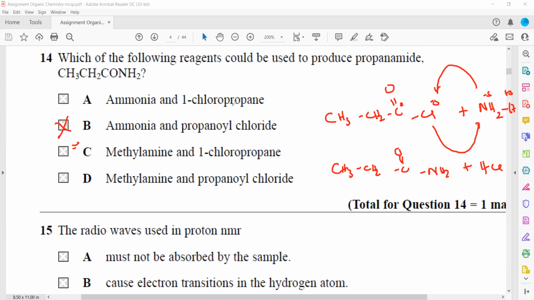If you have a halogenoalkane, for example chloropropane, reacting with ammonia, it will not produce an amide. It will produce an amine. Same thing, methylamine reacting with 1-chloropropane, multiple substitution will occur, but it will not result in the formation of an amide. Is it clear? Question 14.